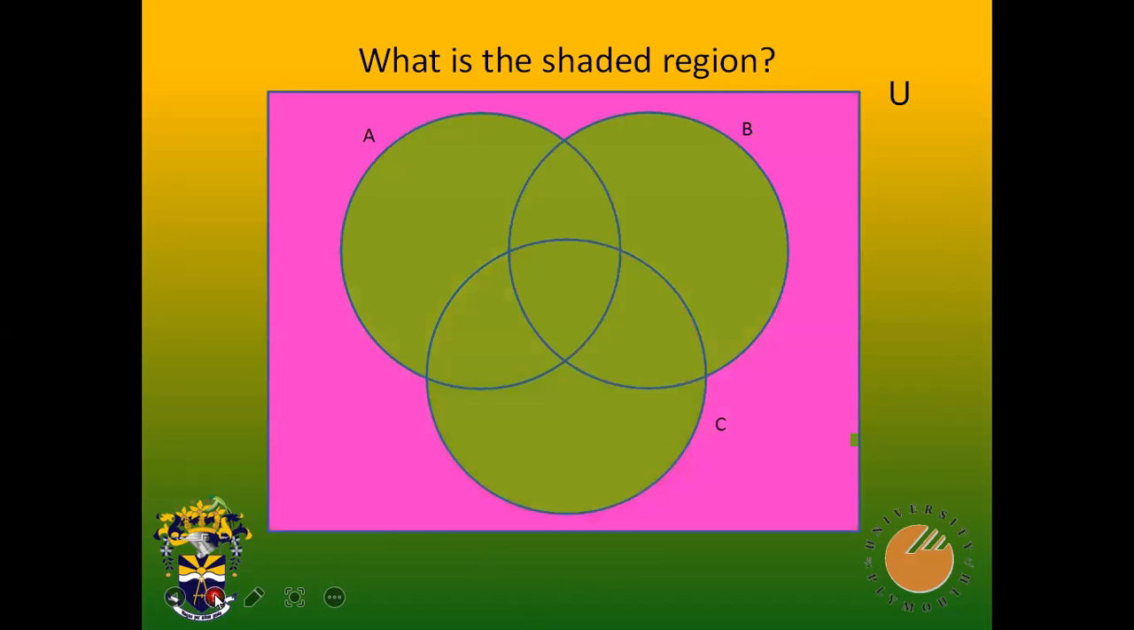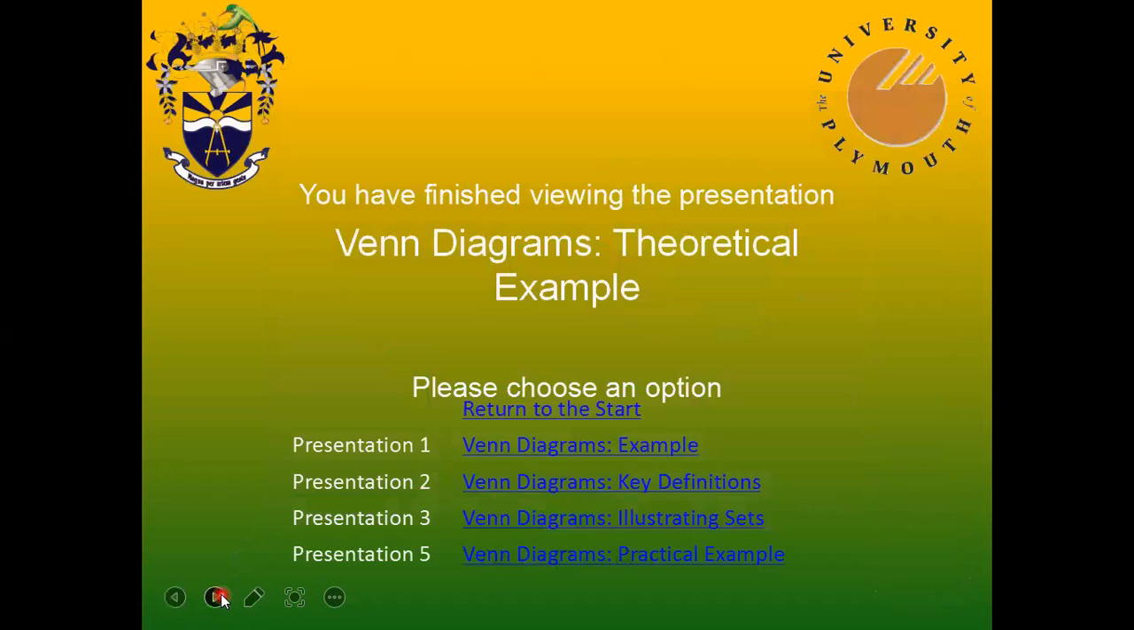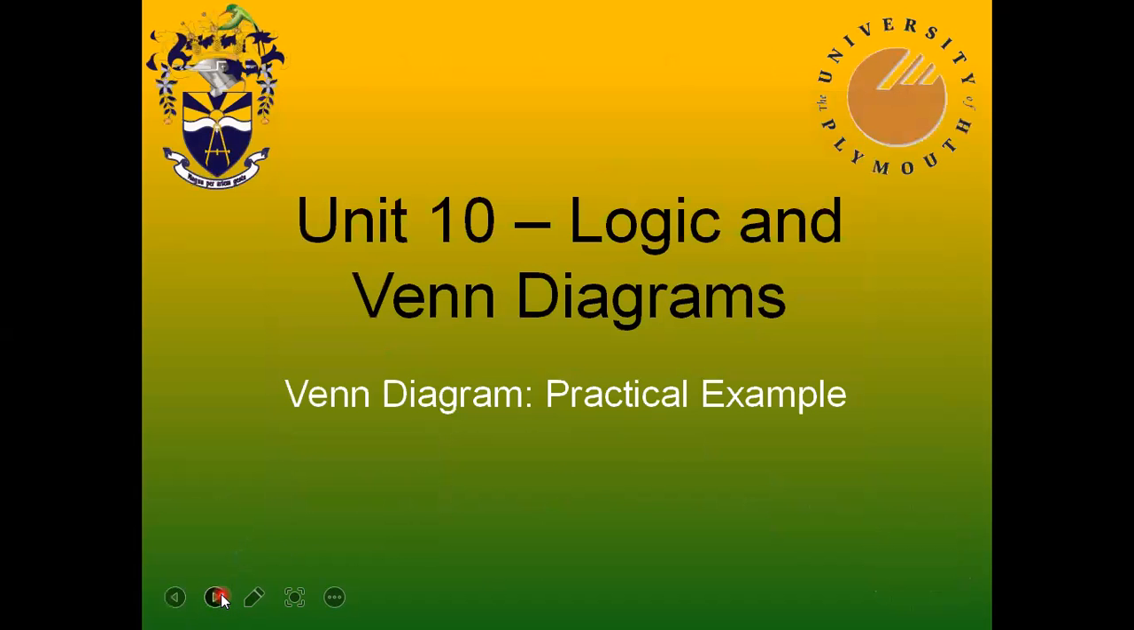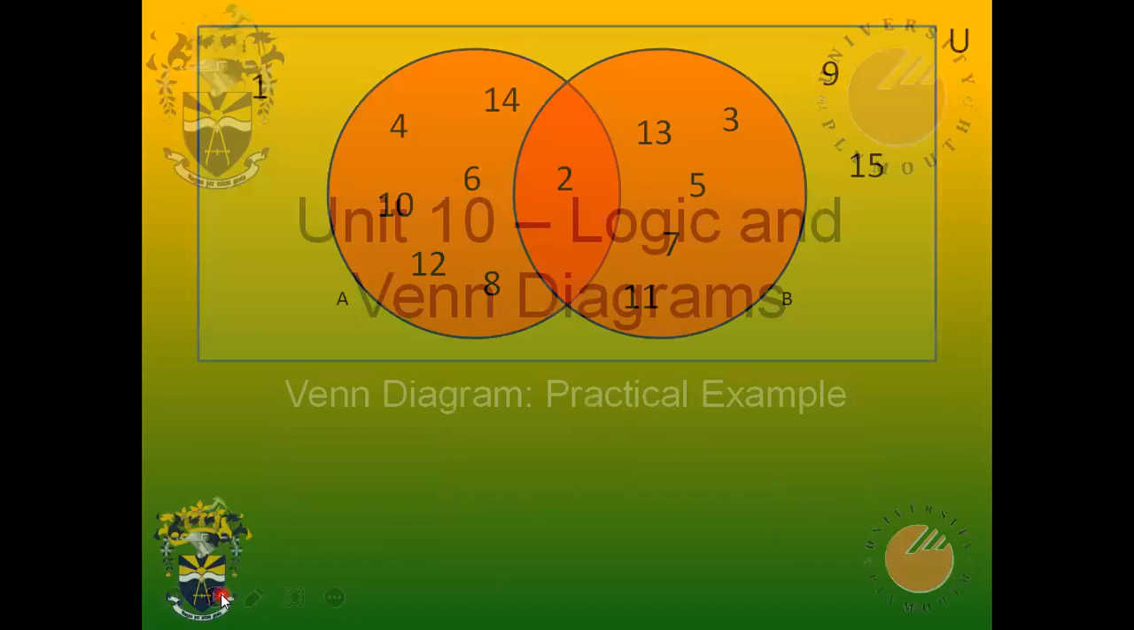Now, what is the shaded region of this? The shaded region will be actually A union B union C complement. That means we have to delete the elements of A union B union C from the universal set U. Now what will the shaded region be? This shaded region will be actually A union C union B complement. So similarly, we can solve some practical examples here.